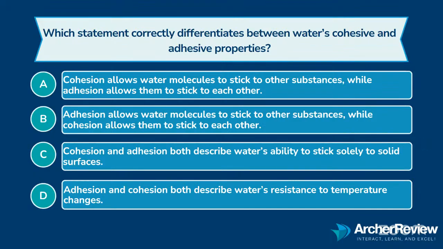Which statement correctly differentiates between water's cohesive and adhesive properties? A, cohesion allows water molecules to stick to other substances, while adhesion allows them to stick to each other. B, adhesion allows water molecules to stick to other substances, while cohesion allows them to stick to each other. C, cohesion and adhesion both describe water's ability to stick solely to solid surfaces. Or D, adhesion and cohesion both describe water's resistance to temperature changes. Let's see how we do on this one.